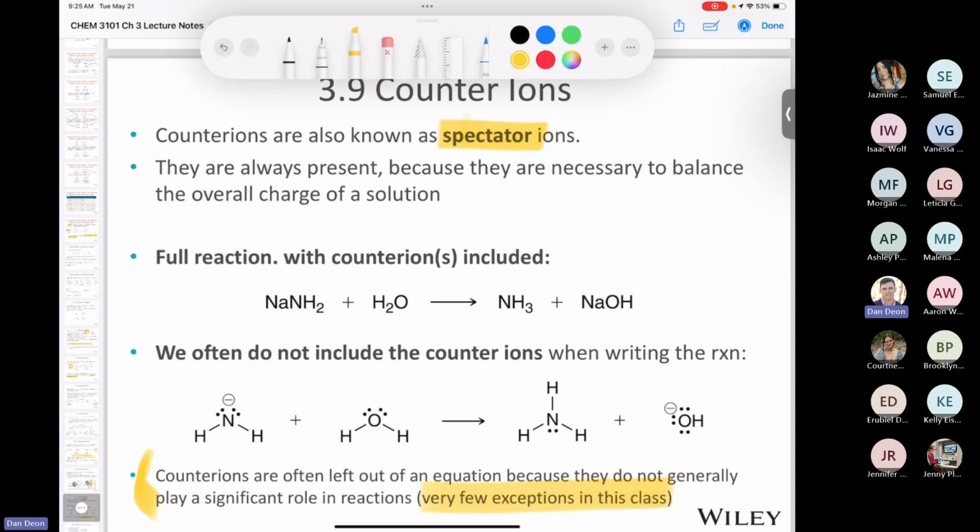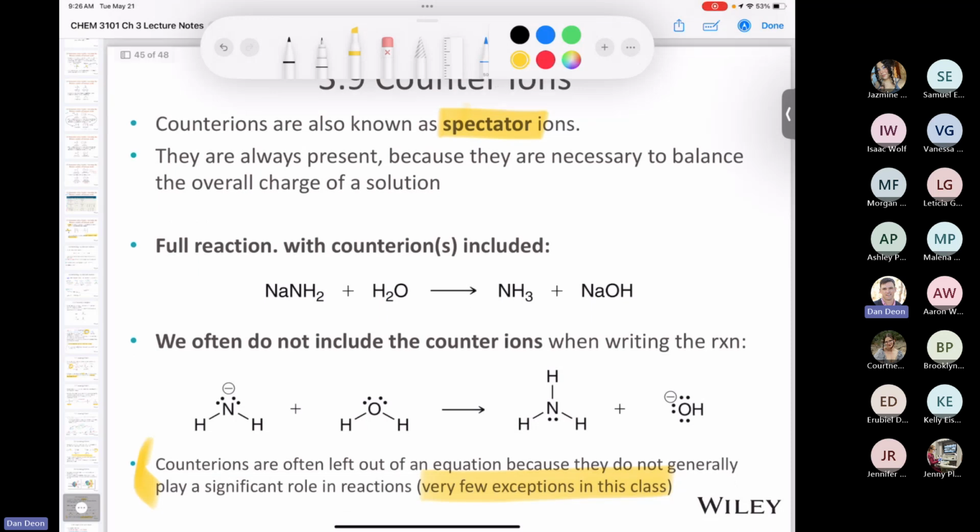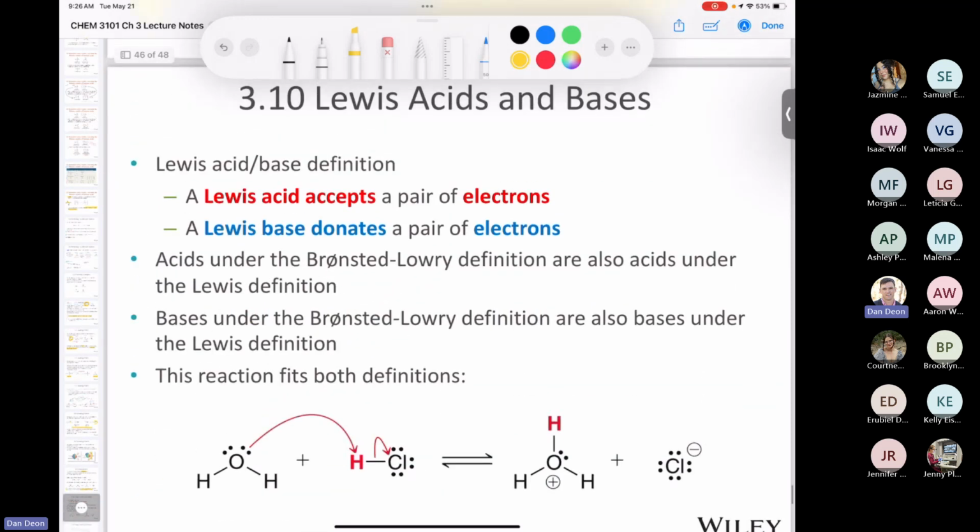And I said, well, never be afraid to ask, number one. But number two, there's your answer, okay? That's why we leave it out, because the cations oftentimes are spectator ions and they don't participate in the reactions. But they are there, okay? We just don't write them out.